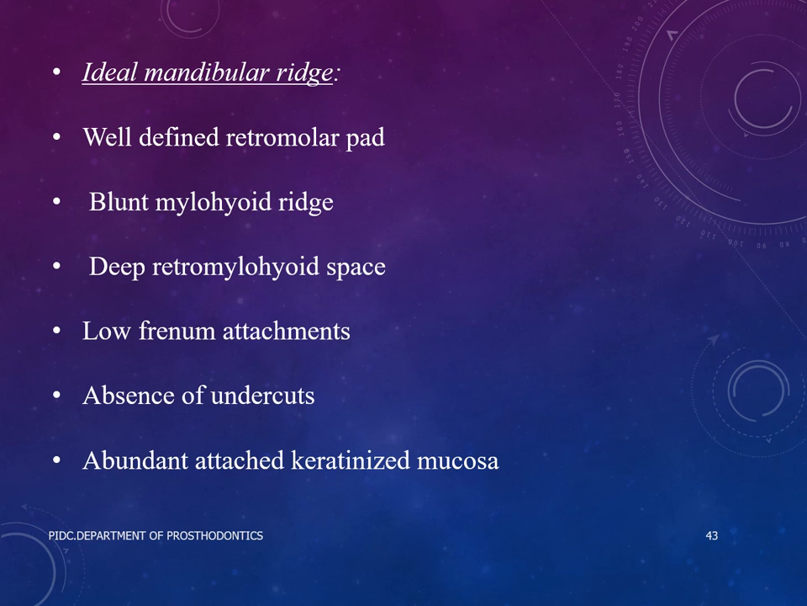In the mandibular ridge, the ideal mandibular ridge should have a well-defined retromolar pad area. Then it should have a blunt mylohyoid ridge, deep retromylohyoid space, then low frenal attachments and no undercuts. Undercuts can sometimes be favorable or unfavorable. So it all depends on the kind of foundation that you have.